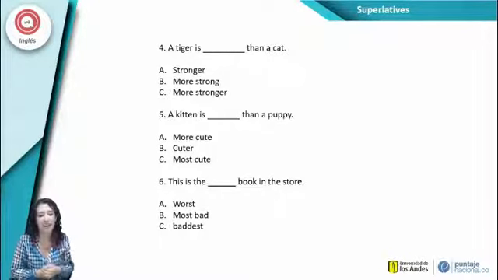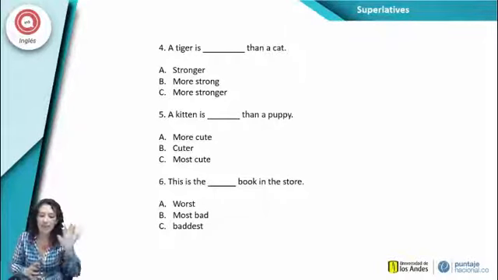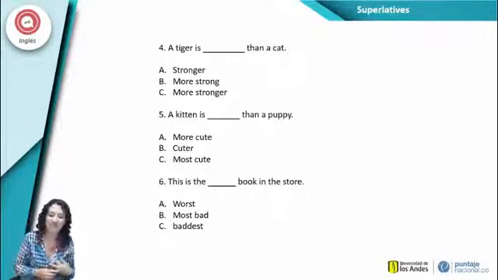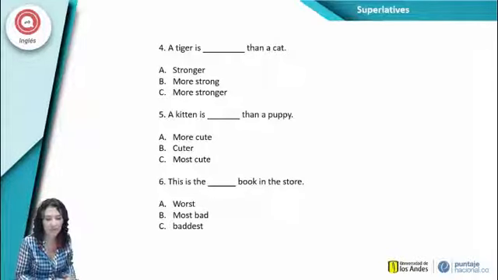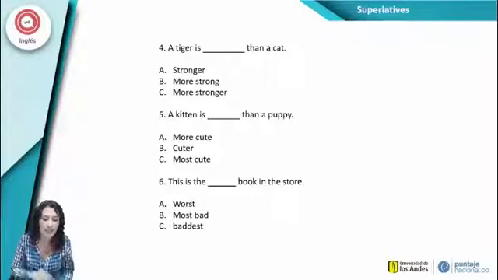Cuter is B. It's cuter. Number 5 is B, cuter. ¿Por qué no utilizamos doble T? Porque ahí tenemos dos sonidos. Cute, cute, cuter. La 6. Number 6, this is them.